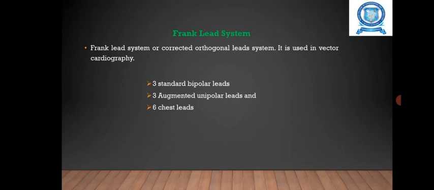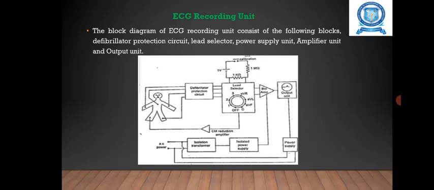Next one is the Frank lead system, otherwise called the corrected orthogonal lead system. It is used in vector cardiography. Totally it contains 12 lead selections: 3 standard bipolar leads, 3 augmented unipolar leads, and the remaining 6 are used for the chest leads.